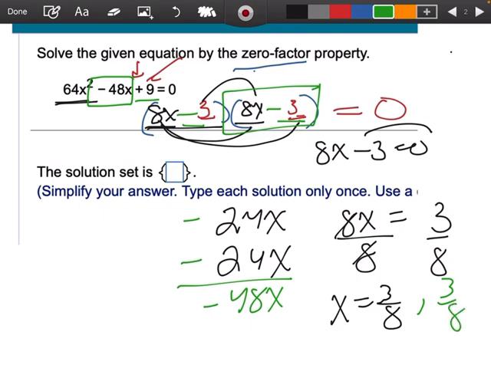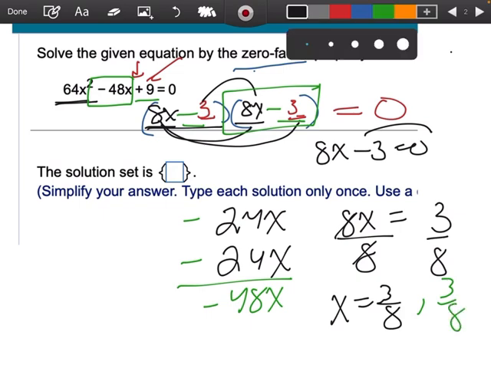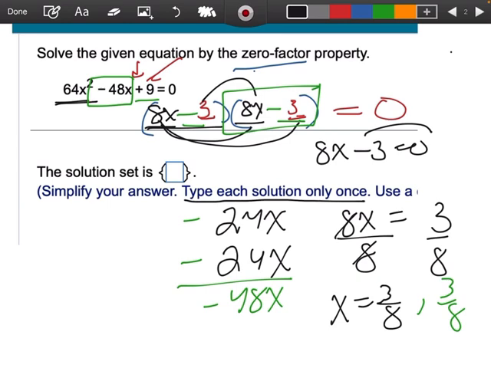So when you're entering your answer in here, y'all, it says type each solution only once. We actually did get two answers. We just got the same answer twice. So you're just going to put 3 over 8, okay? Now, again, we did this by the zero factor property because that's what the directions told me to do. Y'all, I'm going to point something out. I'm going to come back over here.